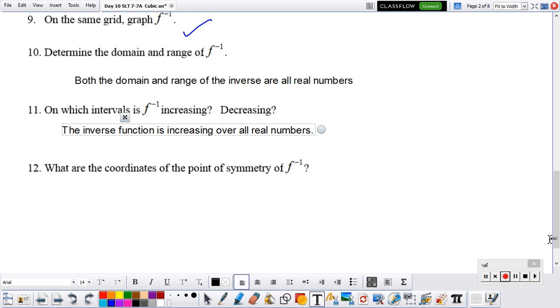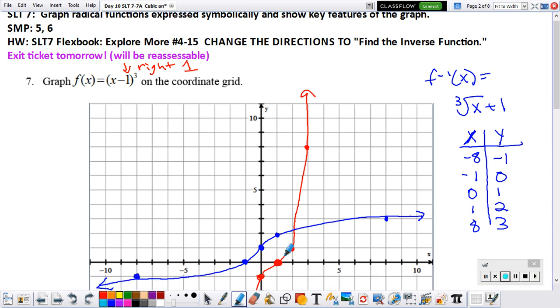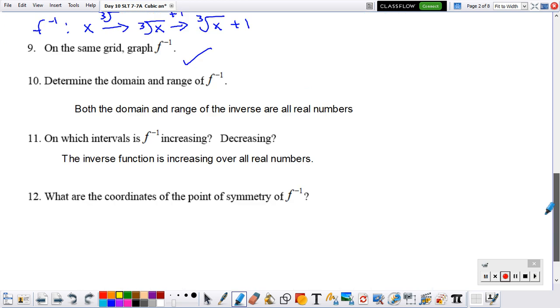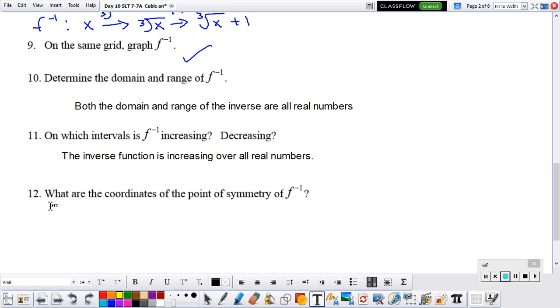What are the coordinates of the point of symmetry? So that's kind of like our magic point, our shift point, our center point. And here it is, where is it? Right here at 0, 1. So we're going to say the coordinates of the point of symmetry are 0, comma 1 for the inverse function.